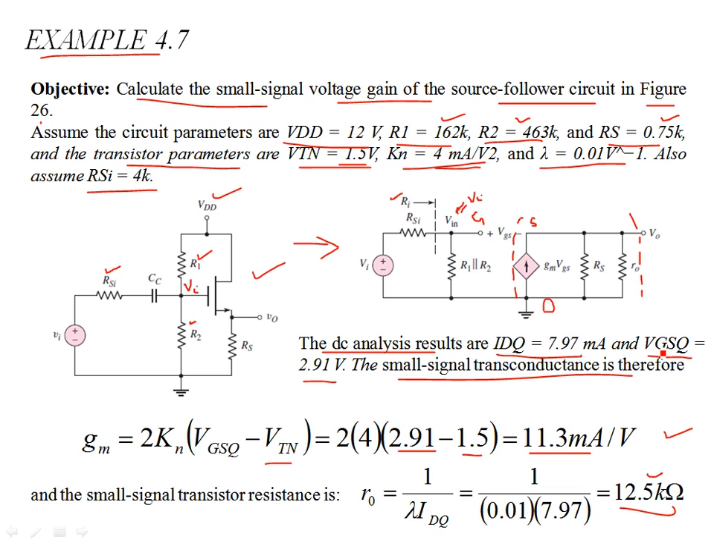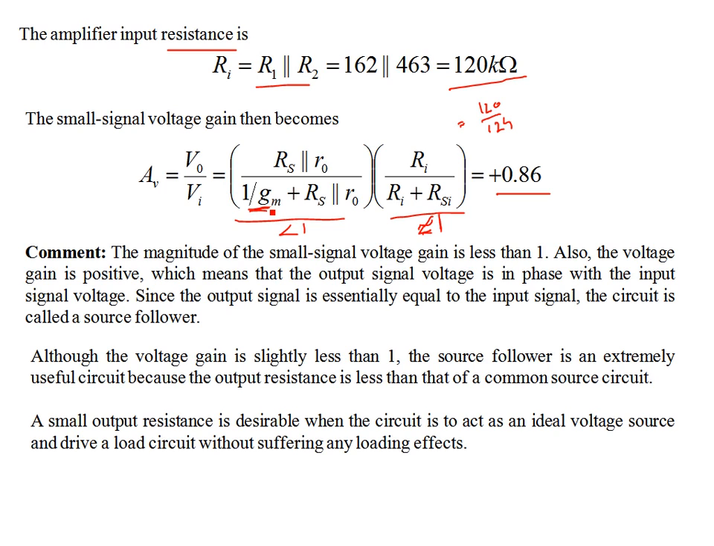The DC analysis is already provided to you with the IDQ and VGSQ values, threshold voltage values, and conduction parameters. So you have the transconductance, and you have the channel length modulation parameter lambda. IDQ is given, so you know what r naught is. So 1 over gm is actually dominating the voltage gain here. The voltage gain is less than unity due to the addition of 1 over gm, which happens to be the source resistance.